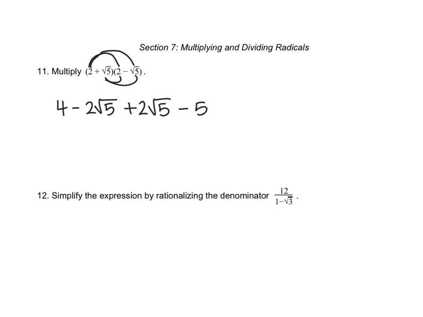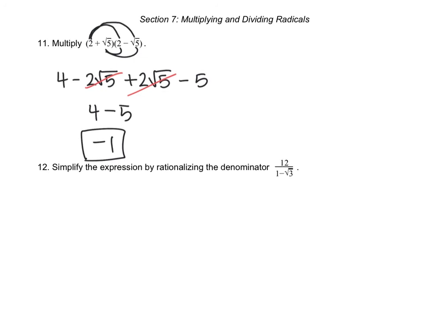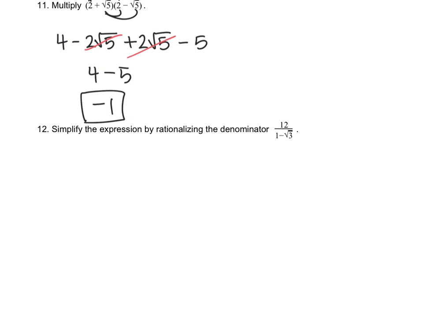So remember, when you multiply radicals that are exactly the same, like square root 5 times square root 5, the square roots just cancel, because you end up getting square root 25, and the square root of 25 is 5. So now, -2 radical 5 plus 2 radical 5 cancels. So I'm left with 4 minus 5, which is -1. So sometimes when you multiply radicals, you end up getting a numerical answer, which is perfectly okay.